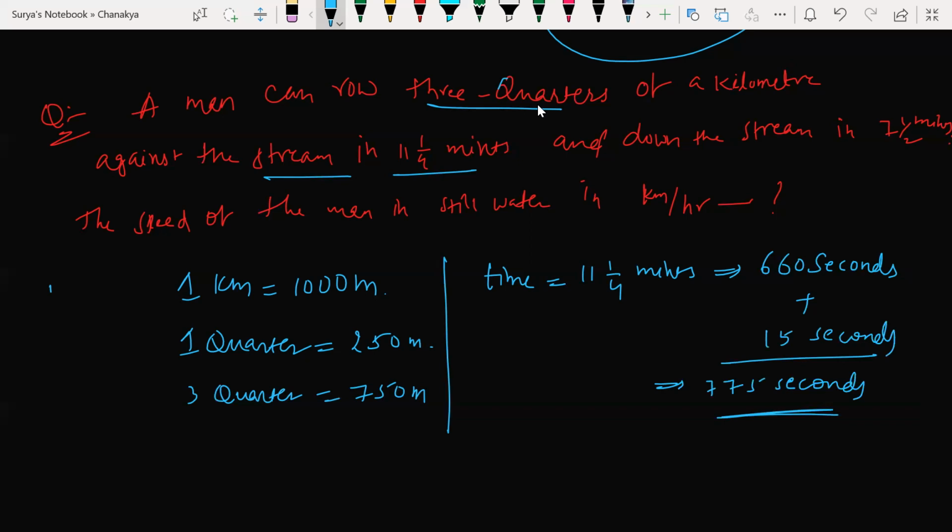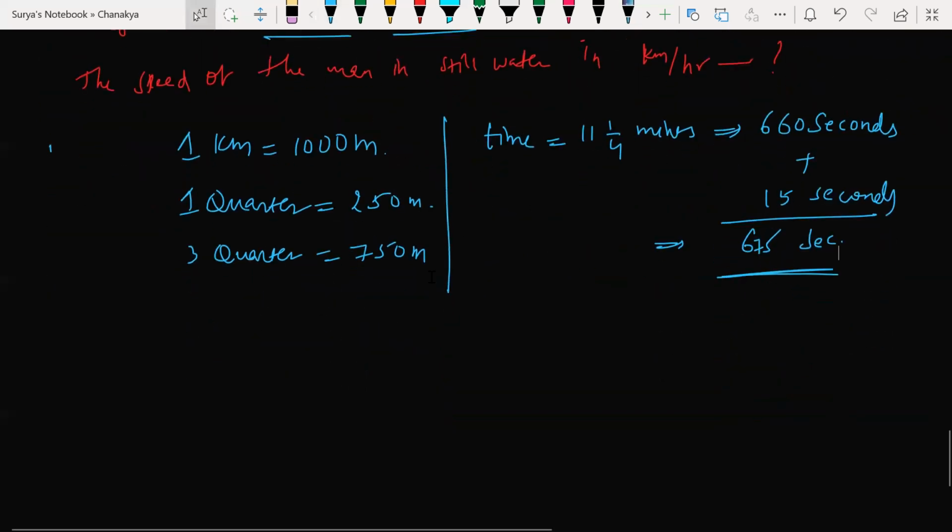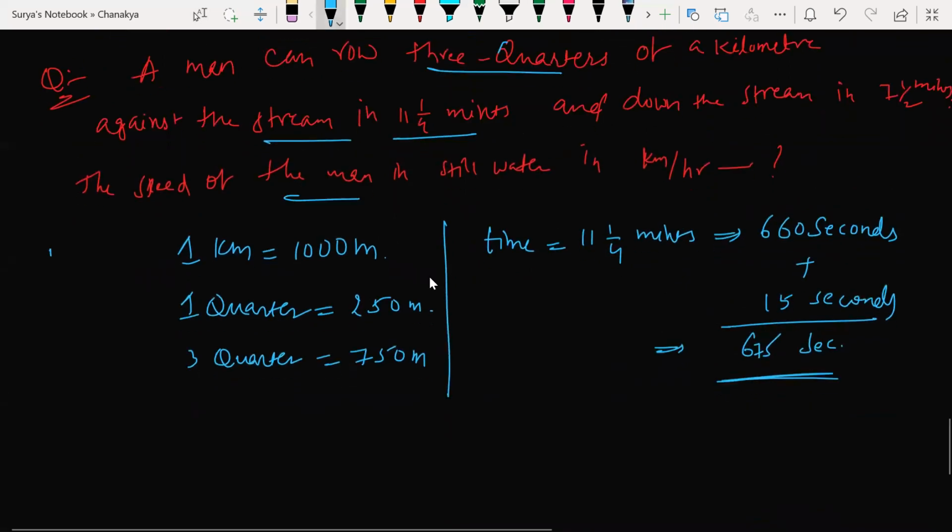Now the speed of the upstream. Sorry, it is 675 seconds, my bad. Okay, now look at this. What is he asking us to find out here? The speed of the man in still water. So what do I have to do now? Let us first find out the speed upstream. What is upstream here?